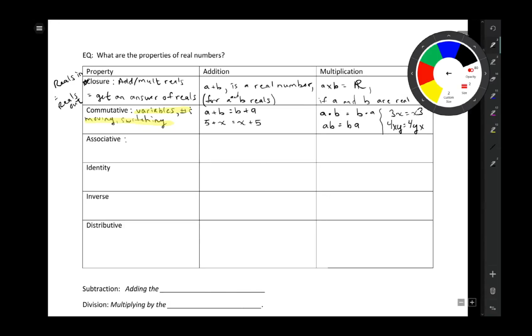Associative is where it can get confused with commutative, and this is when you have parentheses, so that's kind of the big thing, parentheses, and it's what is grouped that changes, so grouping changes. So for addition, if you have A plus B in a group and you add in C, it's the same thing as A plus B plus C.